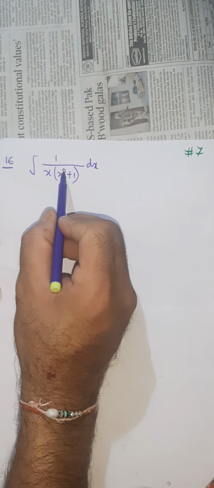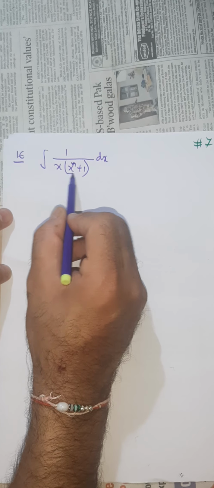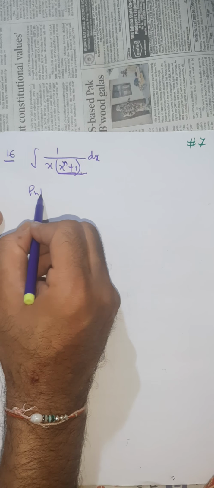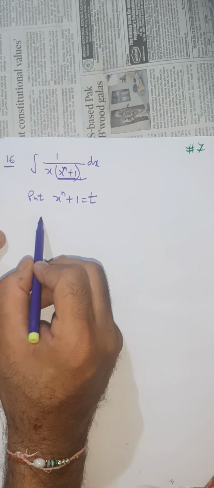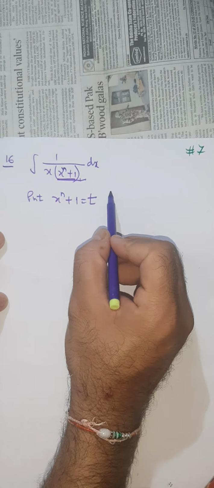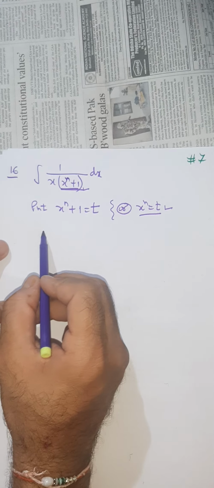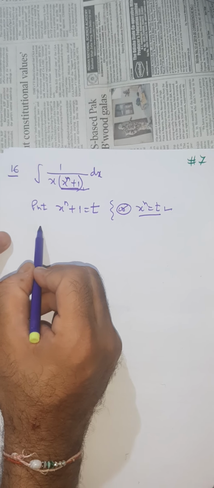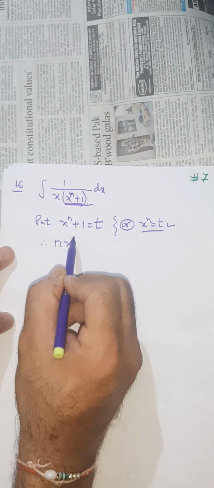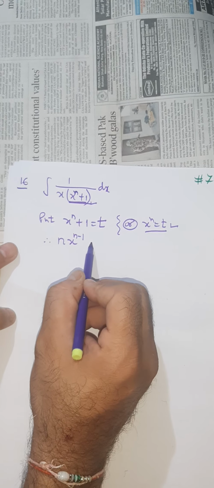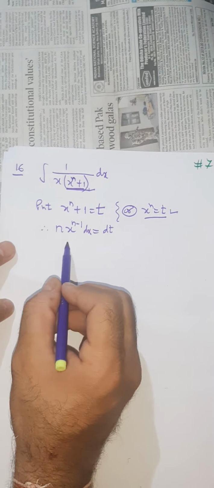Now in this question you can see that you cannot directly use the partial fraction method. There is a problem with this expression, so I'll use a substitution here. Put x raised to n plus 1 equals t. You can also take just x raised to n equals t, the final answer remains the same, but since this is a constant, I've taken it with that. Now differentiate after substitution: n into x raised to n minus 1, the derivative of 1 is 0, and dt by dx goes to that side. So you have this.